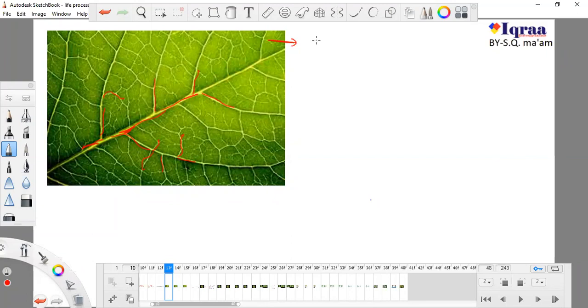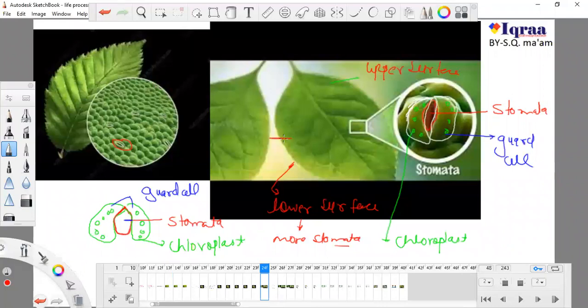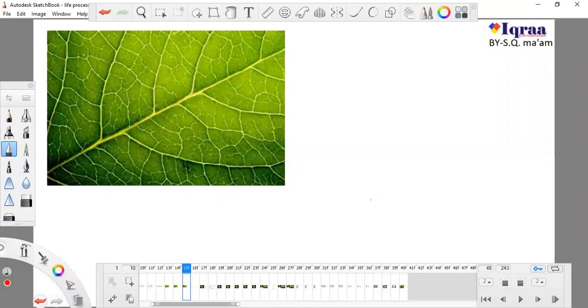So this is the upper surface, and it also has a lower surface. Behind this upper surface there is a lower surface. So this is known as lamina. This surface is known as lamina, and it is very thin. That's why we can also say this is leaf blade. And they are veins.